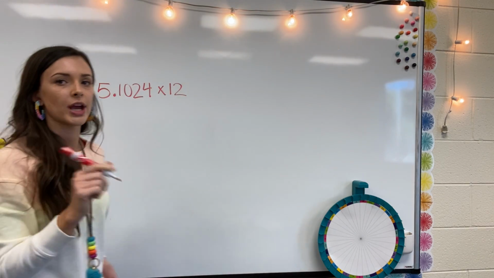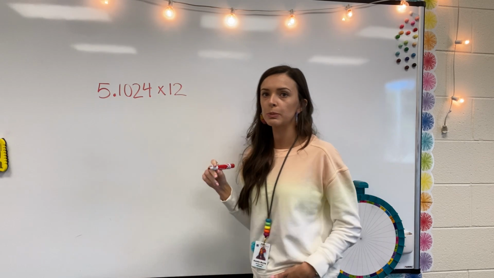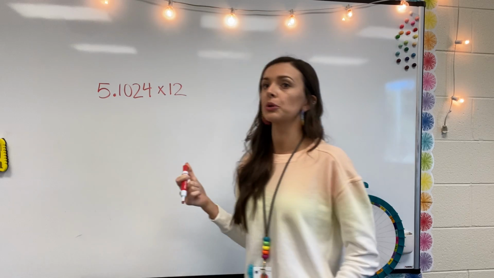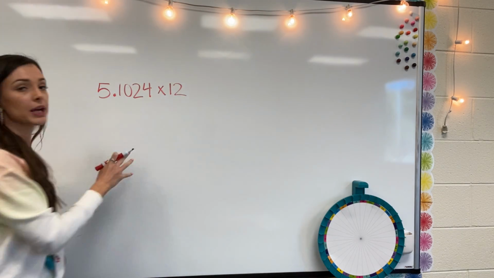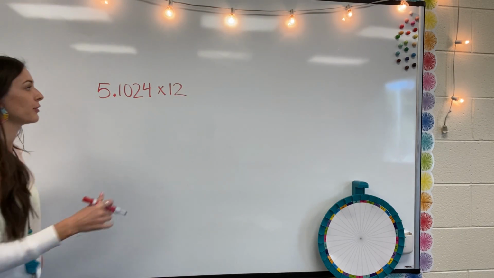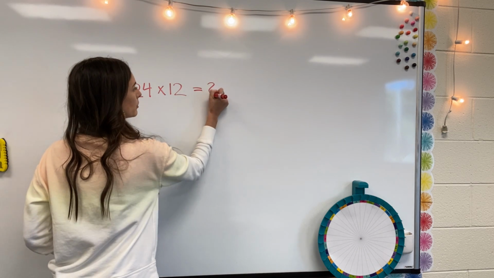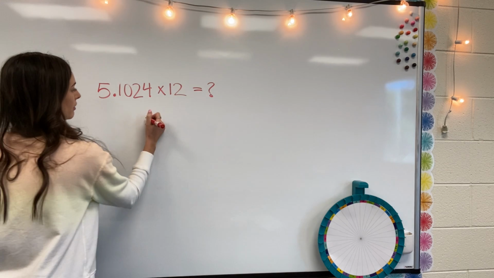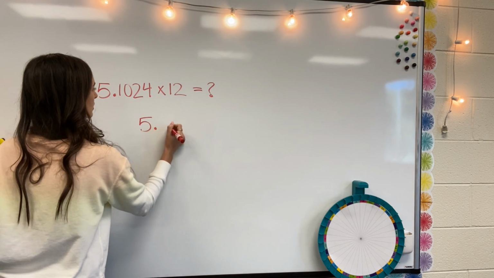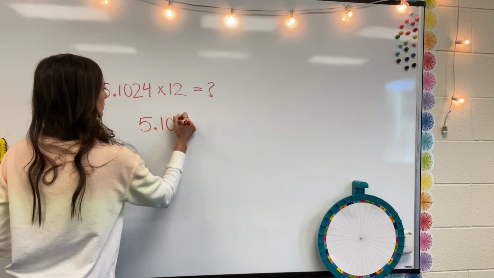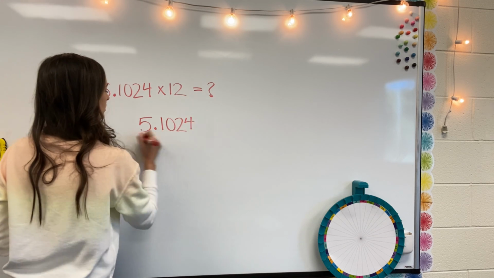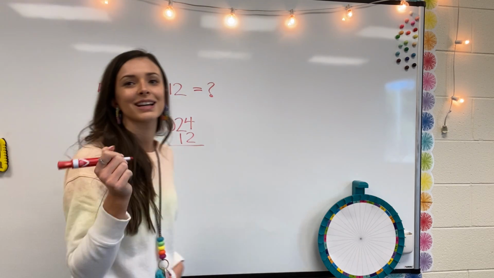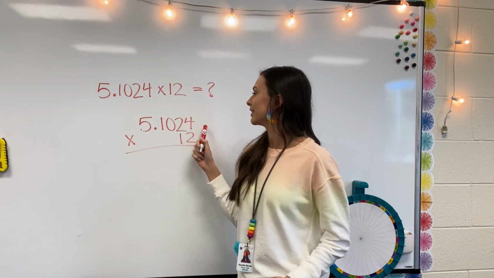Do you remember what the strategy is called that we are going to be using to multiply? Standard algorithm. So we are going to multiply these two numbers to find the product, the answer we get when we multiply, of these two numbers using our standard algorithm. So I'm going to rewrite. And let's get started.